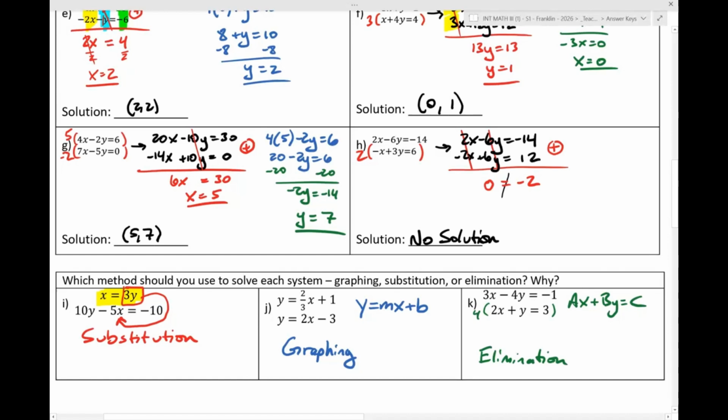But I could see an argument for substitution if you wanted to solve that second equation for y. That could work as well, but I think elimination is the easier way to go here.